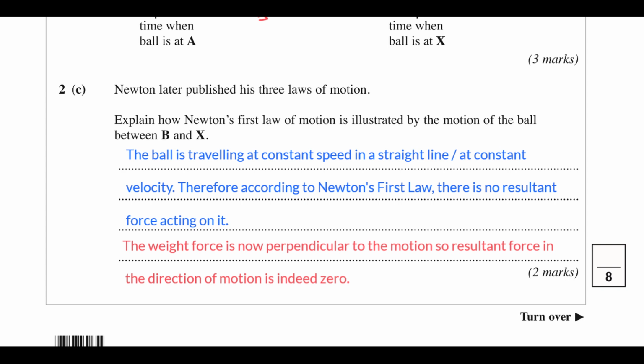So I picked out specifically what I said to do with Newton's first law, because that's what's relevant. So it's going at constant speed in a straight line, or you can also say at constant velocity. So according to Newton's first law, there is no resultant force acting on it if motion is uniform. And we can see that that matches up. So when it's traveling horizontally, we know the weight force is now perpendicular to its motion, so there's no resultant force in the direction of motion. So that fits with what we're seeing there. All right, so let's move on to question 3.